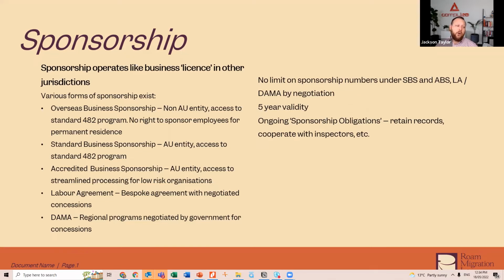A couple of years ago at a regional conference, the Northern Territory state government was speaking about their DAMA. They were being put forward as the peak example, the best example of how DAMAs can benefit the country. In that year, I think the number of 482 visas was about 40,000, and the number of visas that came through the DAMA was under 100. I think it was actually closer to 50. So whilst DAMAs might feel like a really niche requirement, they're actually very hard to use because of the level of bureaucracy that's involved.